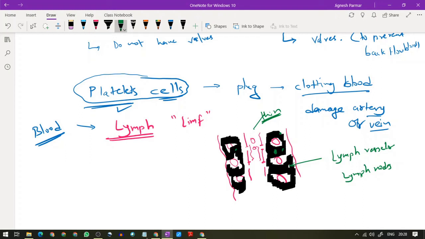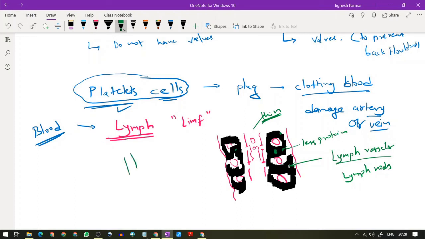So the fluid in the intercellular space is similar to the plasma of the blood, but it is colorless and has less protein. Yes, it does contain protein, but it is less. Now you can see the lymph vessels are collecting this. Now what is the difference between a lymph vessel and a blood vessel?